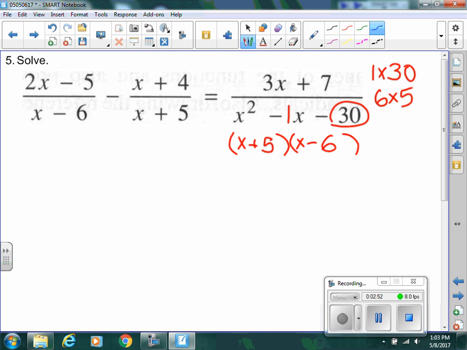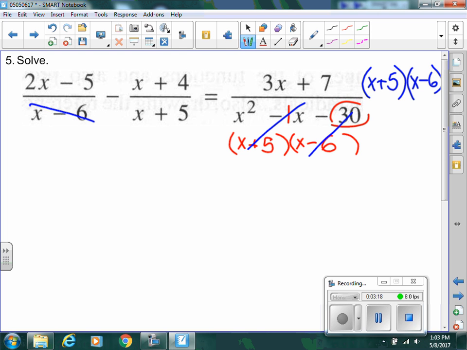So what we're going to do is multiply both sides by x plus 5 and x minus 6. And when I do that over here, everything in the denominator is gone, right? Because it all cancels. When I do that to this side, everything doesn't cancel. When I do it to x minus 6, the x minus 6 cancels, but there's still x plus 5 that didn't cancel. So I have to say this times x plus 5. And the x plus 5 cancels here, but the x minus 6 doesn't. So I have to say times x minus 6.